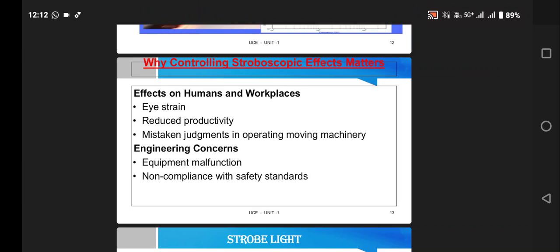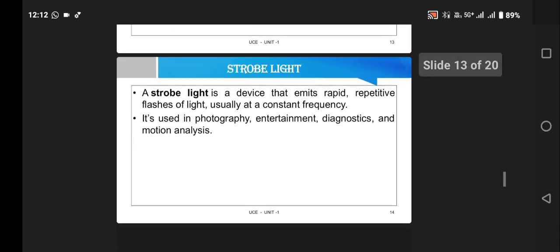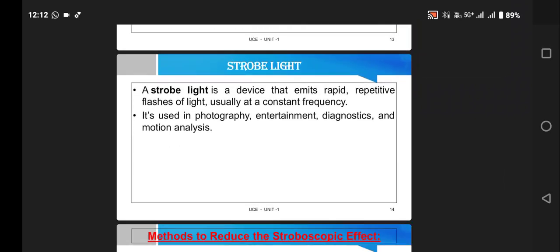Why it should be controlled: it produces eye strain, productivity is reduced, and mistaken judgments can be made in operating moving machinery. In concern with engineering, equipment malfunctioning may take place, and there is non-compliance with the safety standards. What is meant by strobe light? It is a device that emits rapid, repetitive flashes of light, usually at a constant frequency.